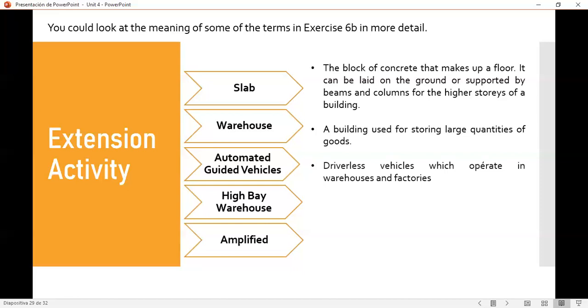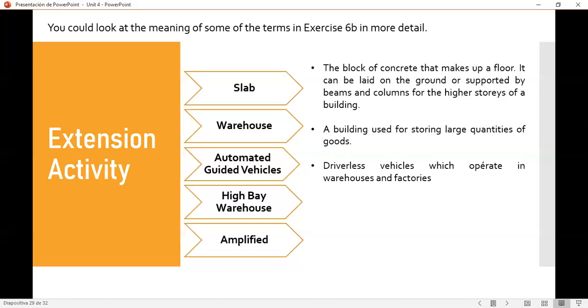In this case, the meaning for AGV, could you please read it? In this case, I don't have one meaning for this. Well, the AGV is the driverless vehicles which operate in warehouses and factories, like Amazon. They use a lot of robots.